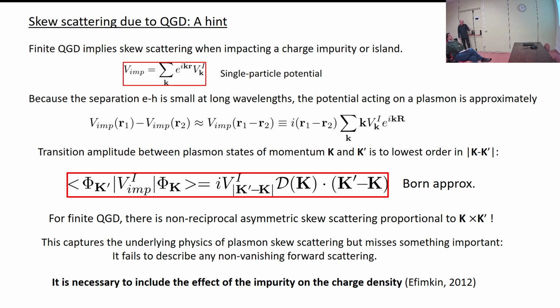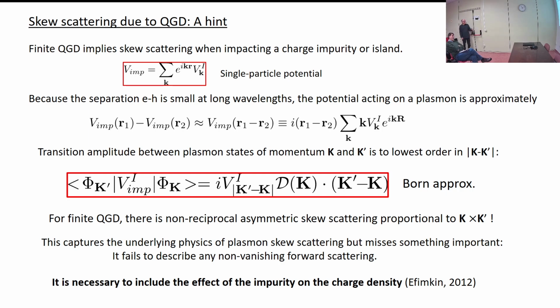That was very nice, but we recognized that there is a problem here, because this is the answer in the Born approximation. In particular, it doesn't have any forward scattering at all. This says that if the scattering wave vector and the incoming wave vector are the same, this vanishes. And that's a problem, because you would expect there to be some forward scattering as well.